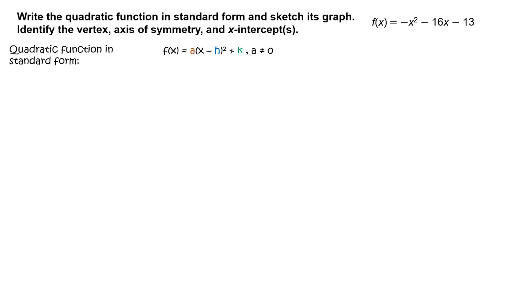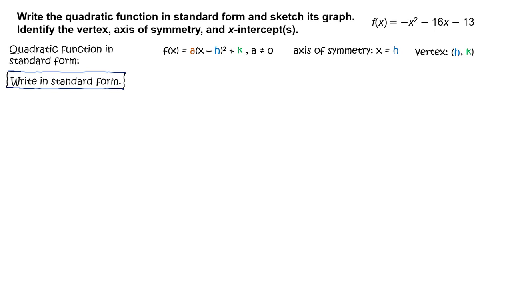Recall, a quadratic function in standard form is f(x) = a(x - h)² + k, where a does not equal 0. Furthermore, the axis of symmetry is the vertical line with the equation x = h, and the vertex is the point (h, k). First, write in standard form.